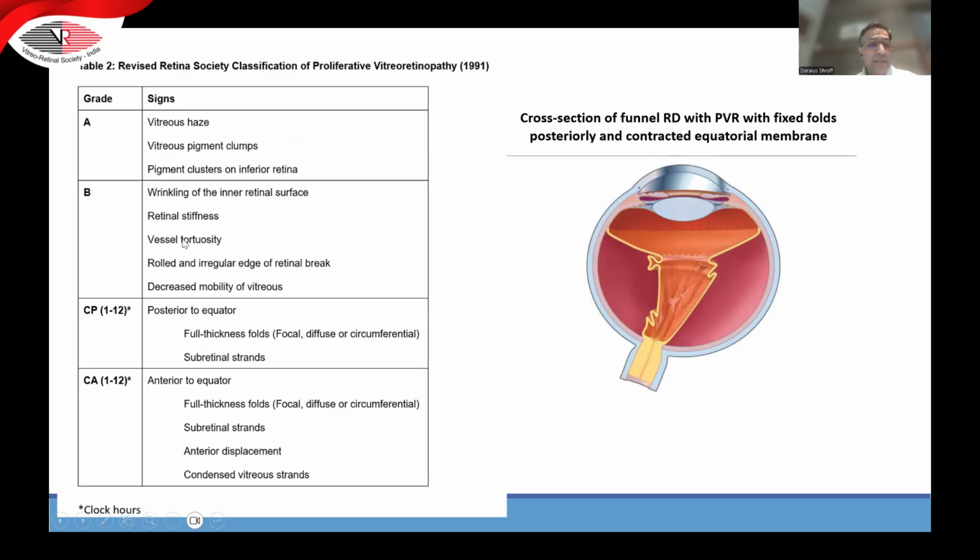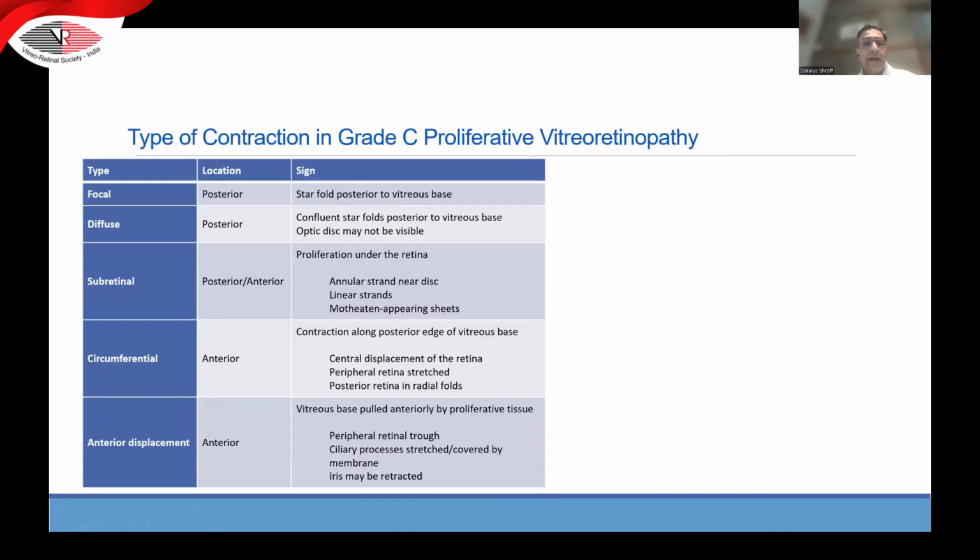A and B, you can see, are the same, but you can see CP 1 to 12, these are the clock hours involved. This is the posterior aspect, the P is the posterior, and A is the anterior. And the morphological types within the types of contraction are there on this slide.